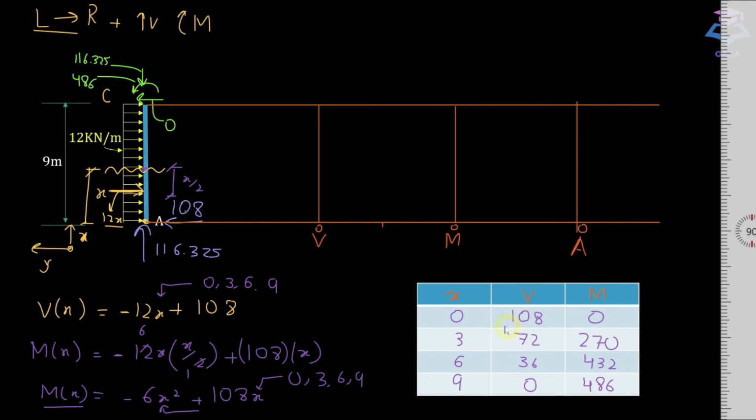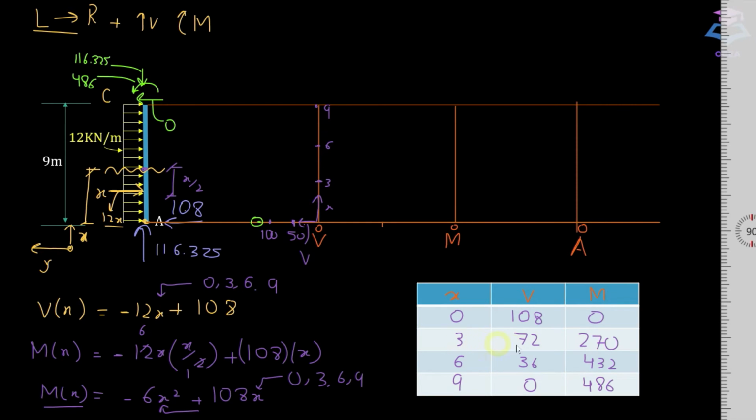What is the highest value of shear force in this table? We have 108, so let's mark certain values on the axis, keeping the maximum value in mind, 150. On this axis we have x values, and on this axis we have the shear force values. Now let's mark the x values on this axis. 3, 6, and 9 would be here. At x equals 0, what is the value of the shear force? 108. So 108 would be somewhere over here.